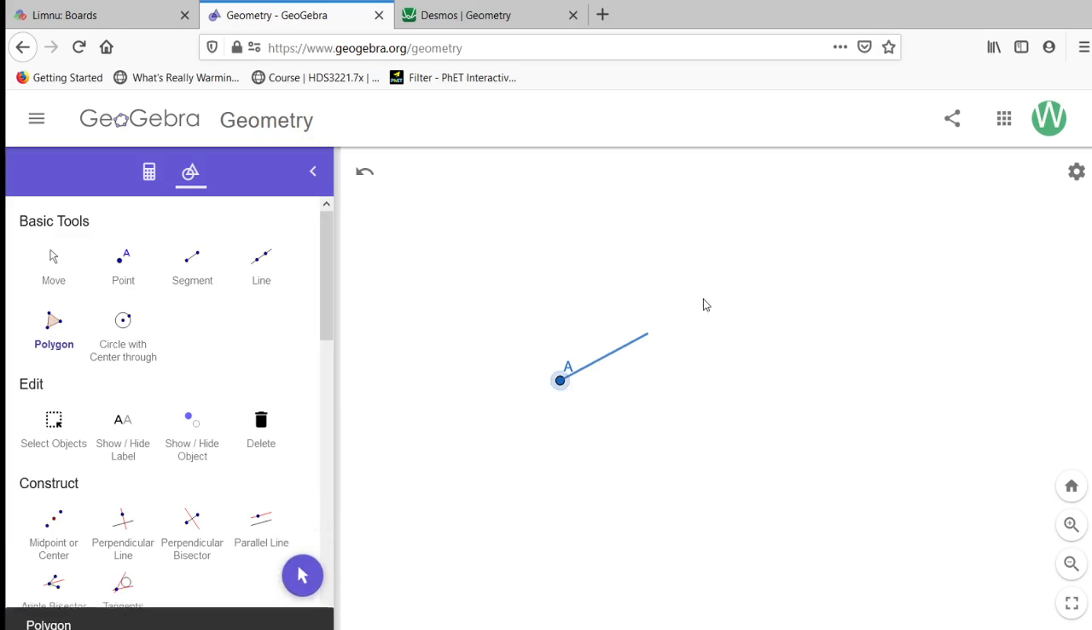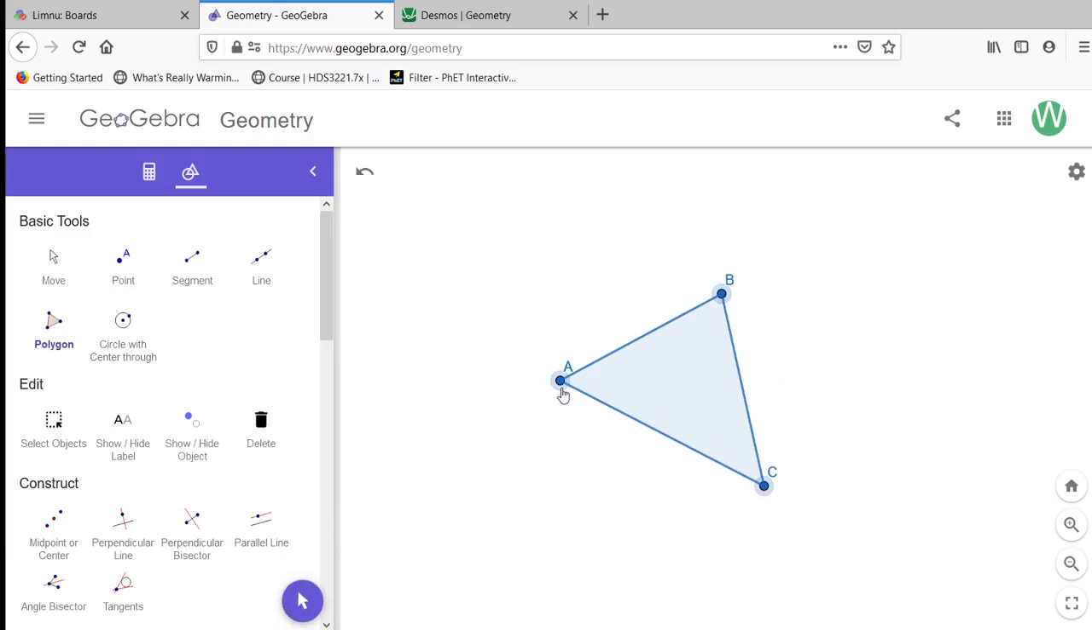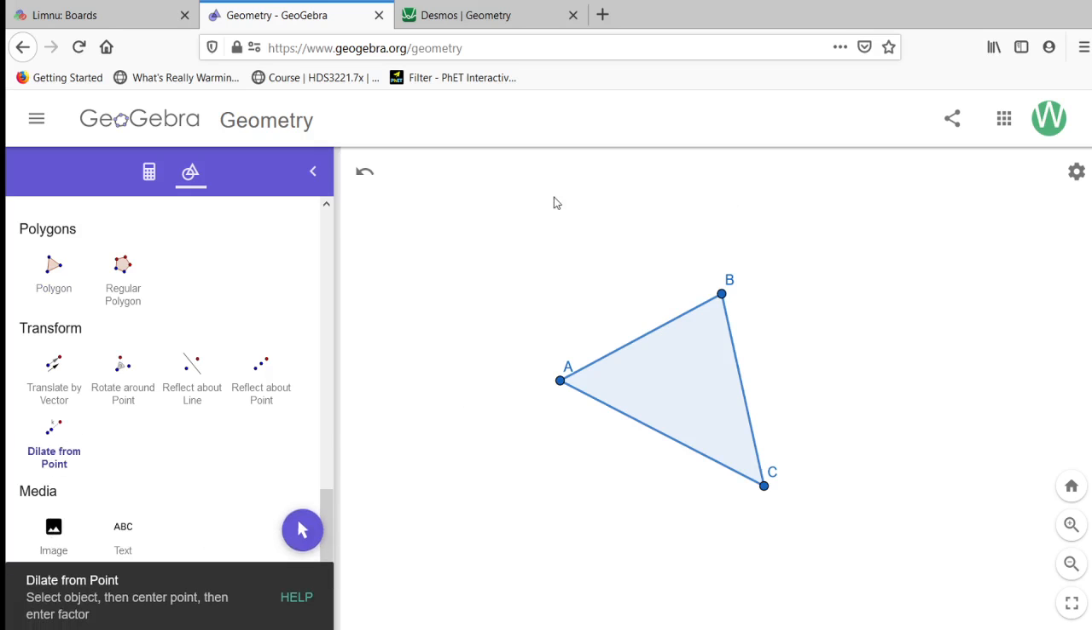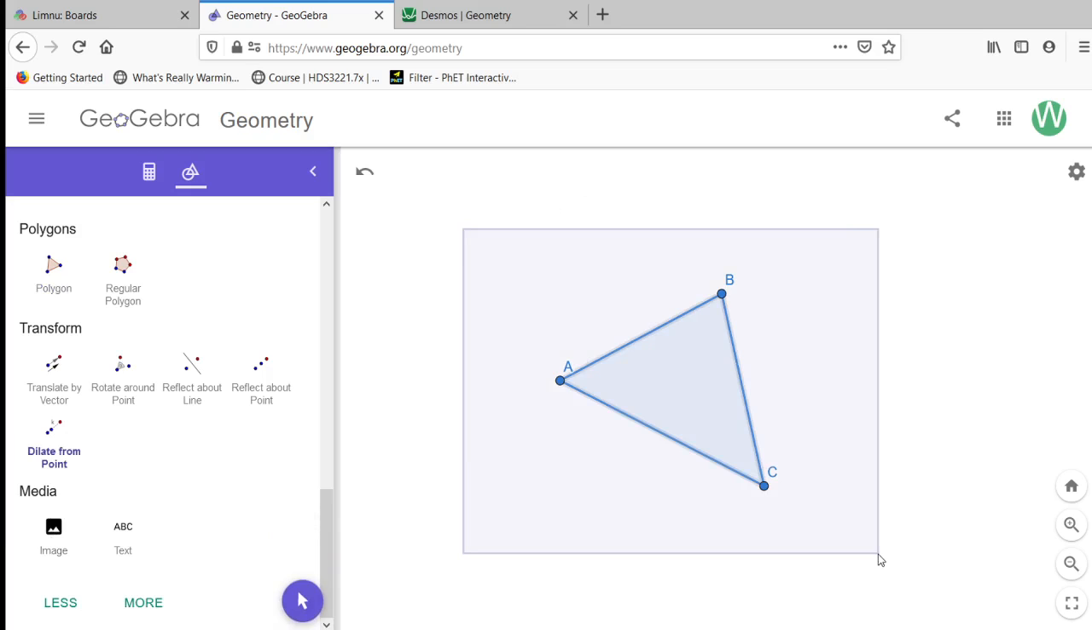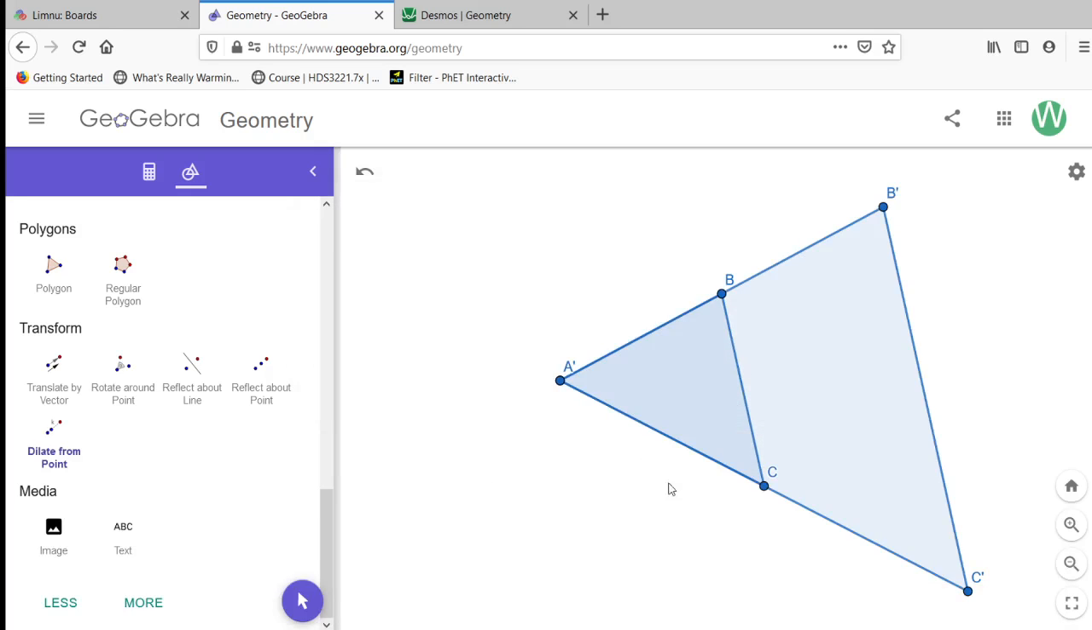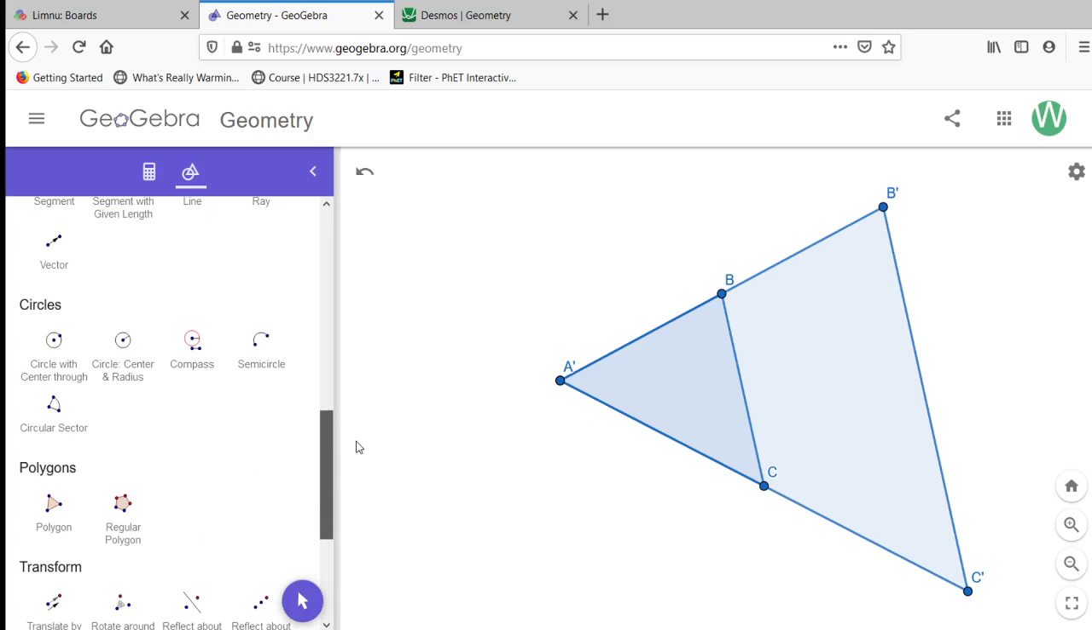So let's take this example. Just put together a quick polygon here. In this case, it's a triangle. So we can create a similar shape by saying this is the shape we want to dilate. We want to dilate around, say, point A here, and we want to make it twice as big. So a scale factor of 2. The angle at A is exactly the same in both triangles because it is really the same angle.